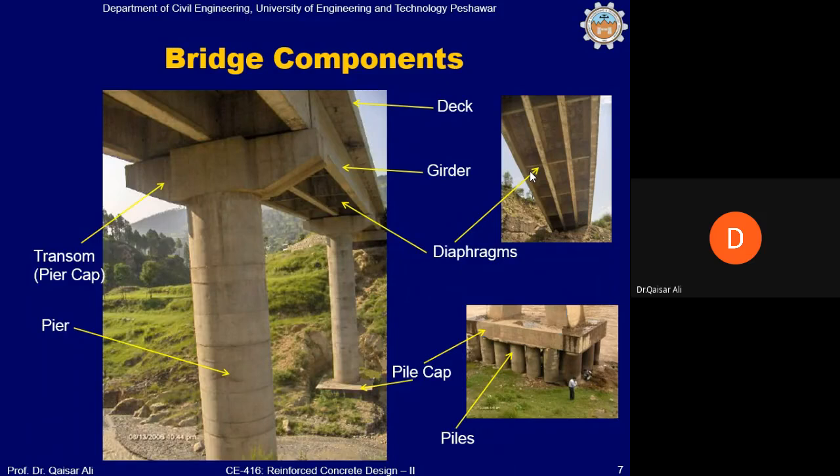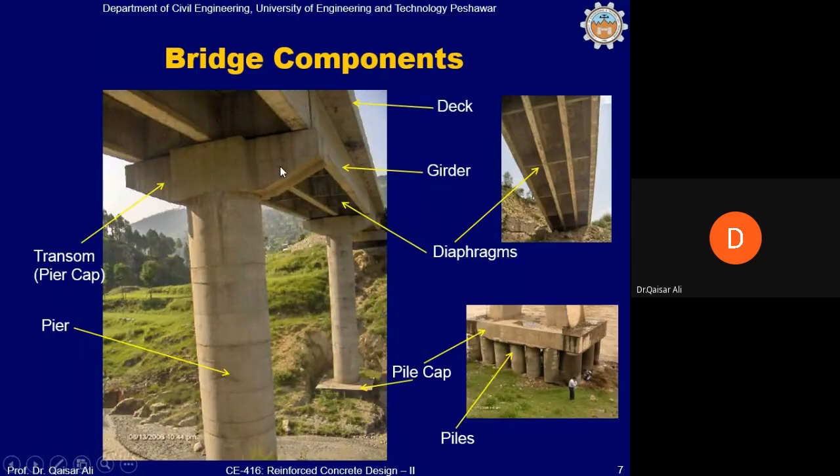Okay, you can also see girders. Girders are shown very clearly in this picture, and then all the girders transfer the load to the pier cap or transom. Transom is basically a member in the structural bridge system, which is a horizontal member on top of the pier. So this is also called pier cap or transom.